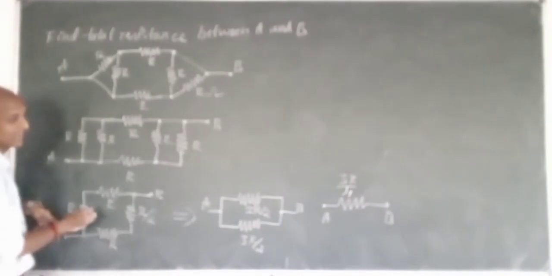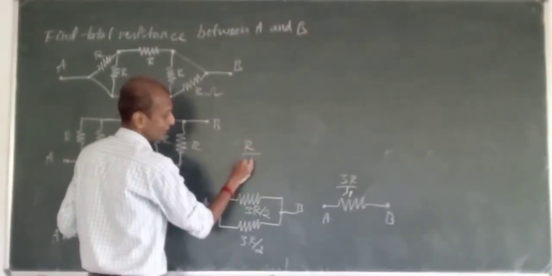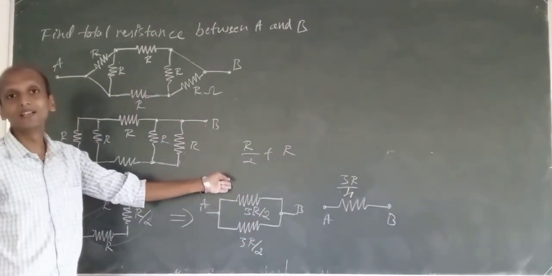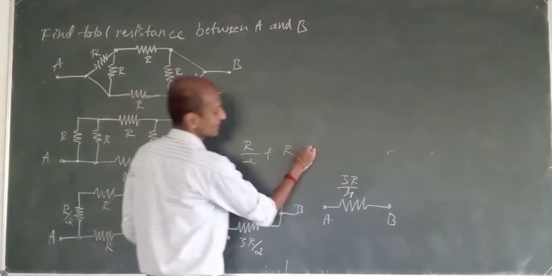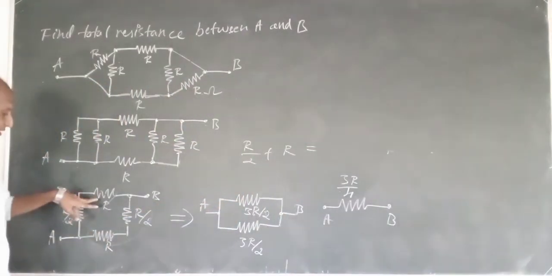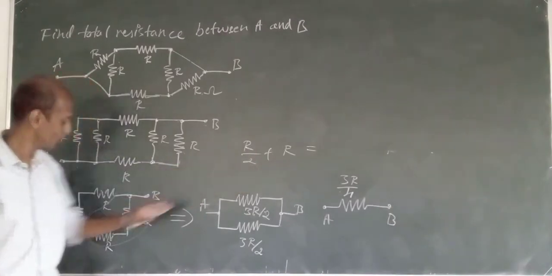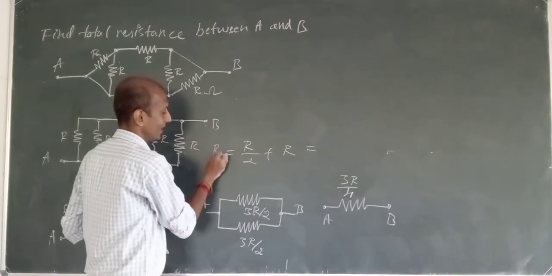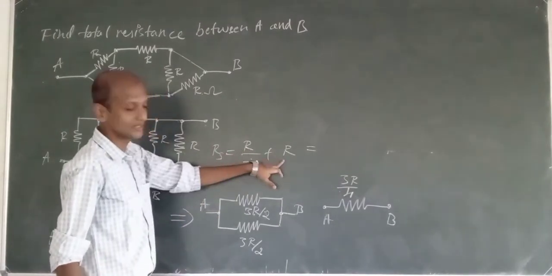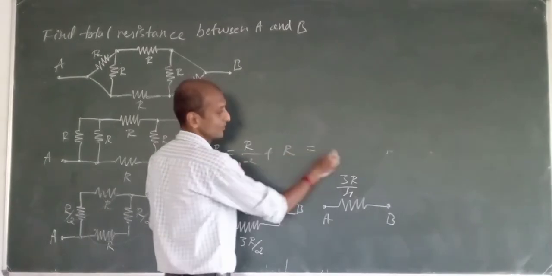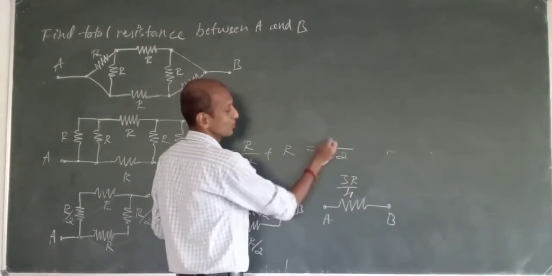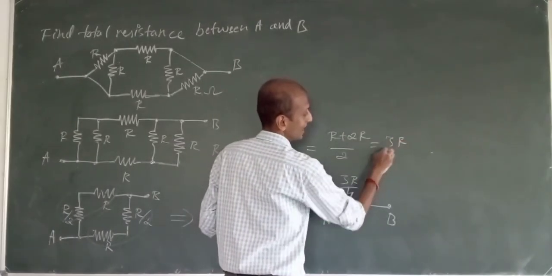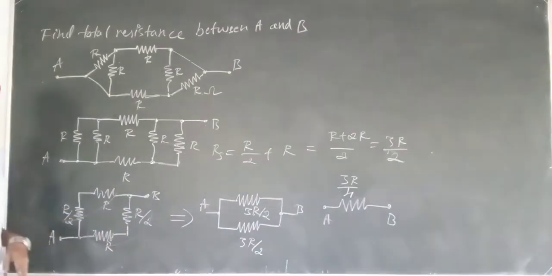Now what is R by 2? So it is R by 2 plus R. How can I make this? Both the resistances are in series, so the total resistance is equal to this resistance plus this resistance, isn't it? So the total resistance RS is equal to the first resistance plus the second resistance. If I take R common, it is R plus 2R, which is 3R by 2, the total resistance, isn't it?